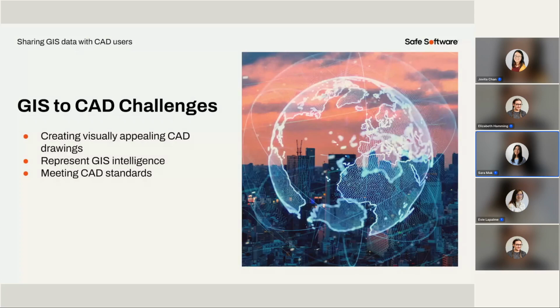So when you're moving from GIS to CAD, it is a challenge to keep those visuals looking nice and easy to interpret while also keeping the intelligence of GIS data. So this might be things like coordinate systems. CAD data also needs to meet certain standards a lot of the time. Like we saw in the previous CAD validation demo, there are restraints and certain things that need to be structured or stylized properly, and that's why it's important to take care when you're moving from GIS to CAD.